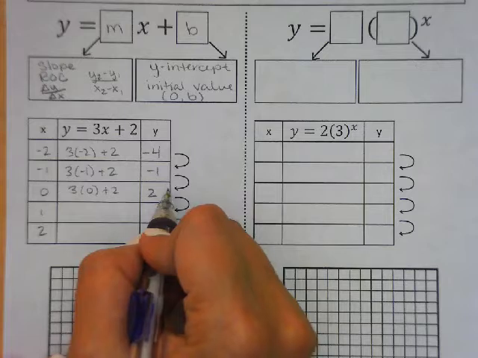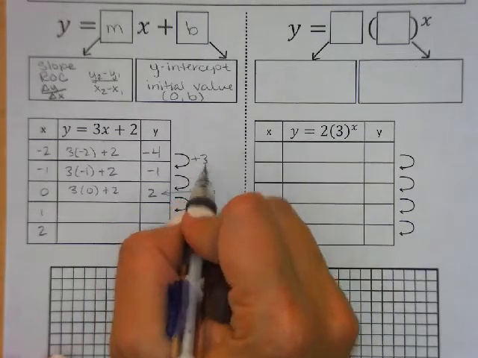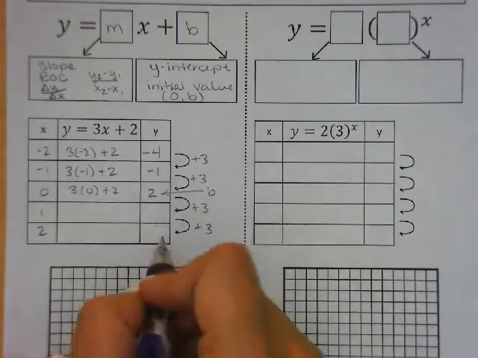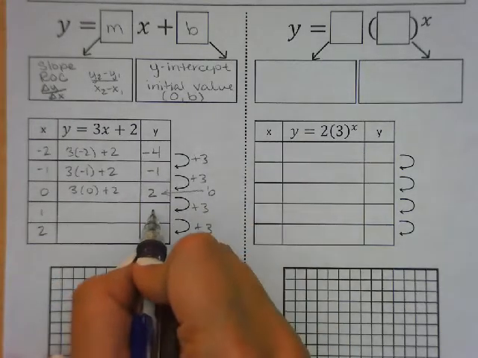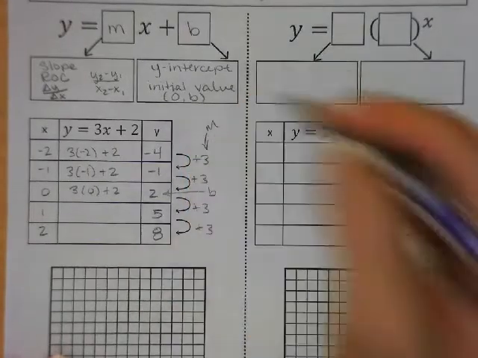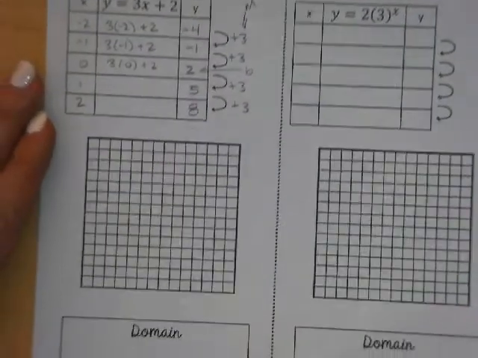So here you can see at the 0, this is our b value. Every time we are adding 3. If we wanted to continue this pattern here, this would be 5, this would be 8, or this is our m. When we graph this, this is going to be linear.